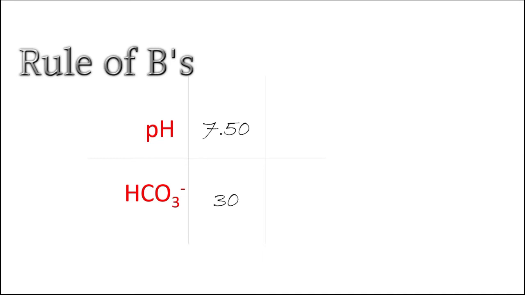A pH of 7.50 with a bicarbonate of 30. pH is elevated, hence alkaline. The bicarbonate is also elevated. Applying the rule of Bs, both pH and bicarbonate are high, that is in the same direction, hence metabolic in cause. The final interpretation is metabolic alkalosis.